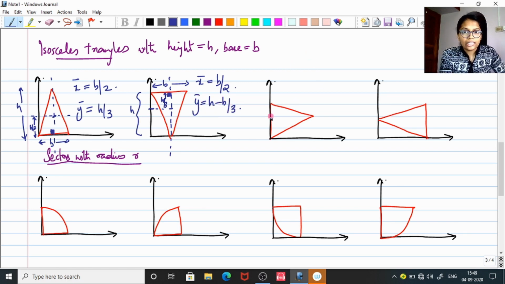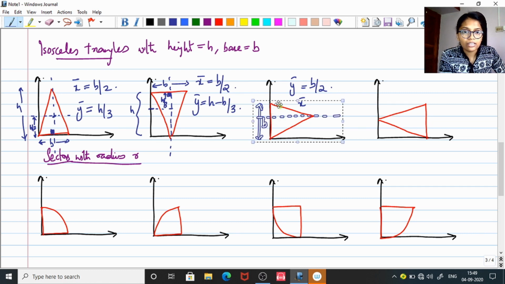Okay, and here in this case, this is also an isosceles triangle, but it has a horizontal symmetry. So your y bar exists at this point, and this length is the base, isn't it? So it is the b value. I have told you that if you have a horizontal symmetry, your y bar exists on that line. So your y bar is actually b by 2.